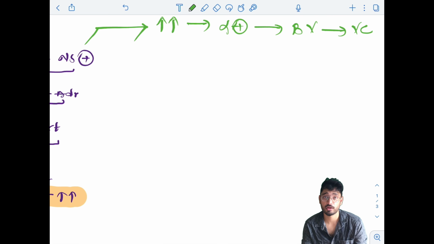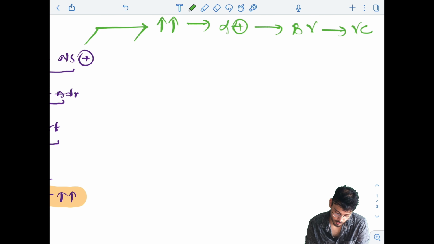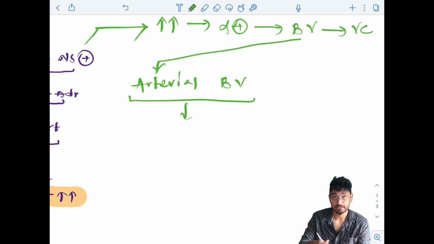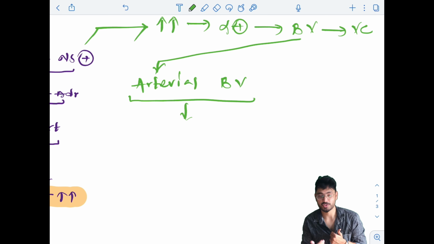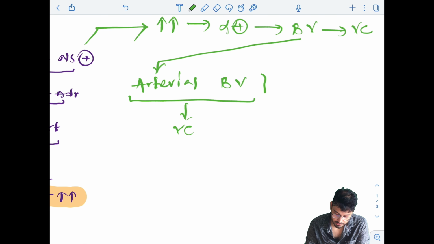And we all know blood vessels are of two types, one is venous and the other one is arterial. First of all, we'll see the arterial blood vessels. So what happens over the arterial blood vessels? These arterial blood vessels will be vasoconstricted. What is the actual location of the arterial blood vessels? It is located all over the body. Everybody knows that.